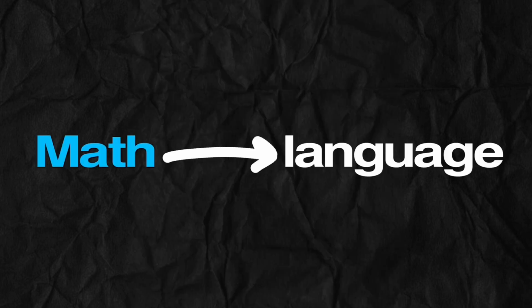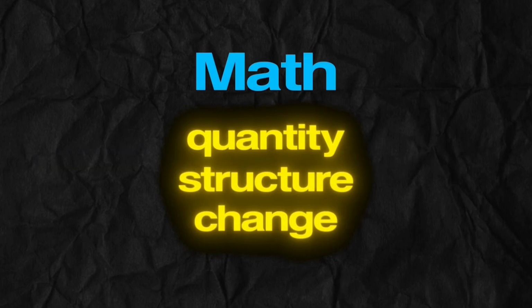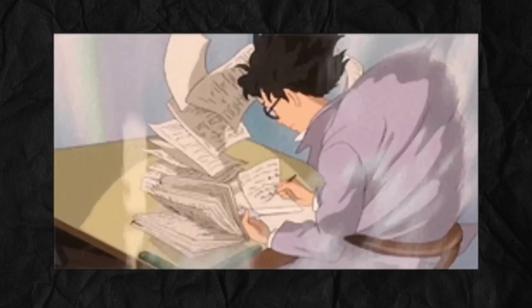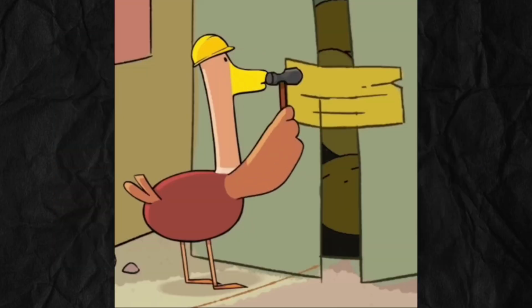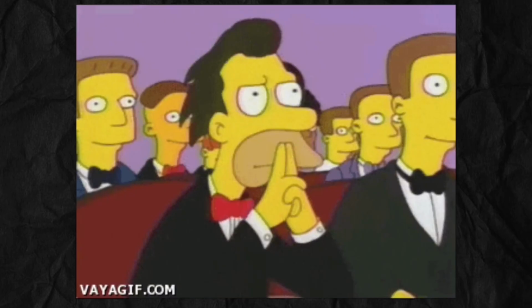Math is a language. It is the language humans invented to describe quantity, structure, and change. Every part of math you ever encountered was invented to solve a specific problem that words alone could not solve. That is the key idea. Every piece of math was an answer to a real question. When you understand the question first, the math stops being random and starts making sense.